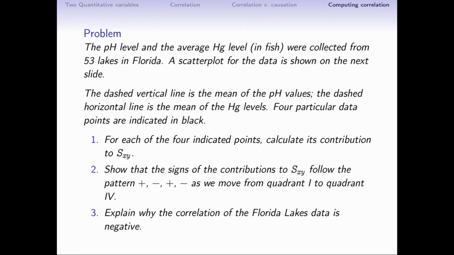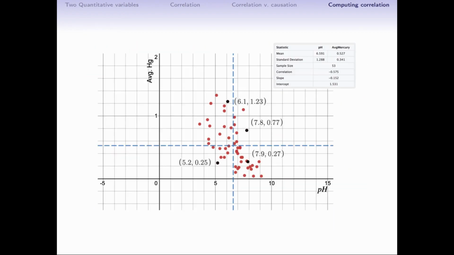Okay, so here's the problem we're going to study. We've looked at this data set before, so this will be somewhat familiar to you. The pH level and the average mercury level in fish were collected from 53 lakes in Florida, and a scatter plot for the data is shown on the next slide. Let me show you that real quickly. There's the scatter plot for the data. It's these red and black dots here.